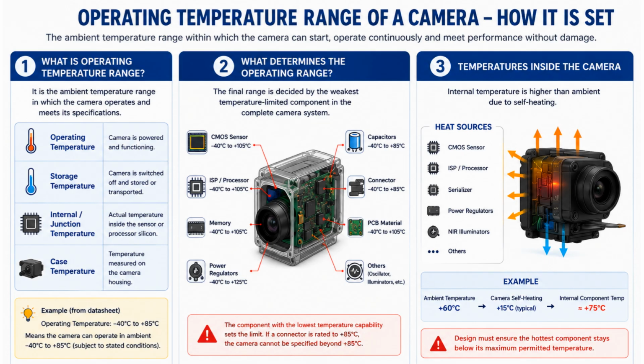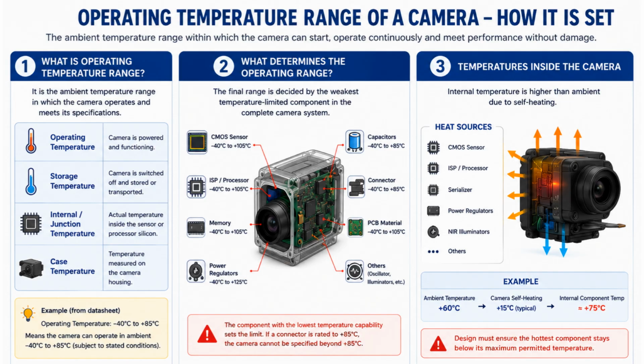Now let's look at another environment factor: temperature. The operating temperature range defines the ambient temperatures within which a camera can start, operate continuously, and maintain acceptable performance. This range is determined by the complete camera system, including the CMOS sensor, processor, power electronics, memory, connectors, PCB, seals, and housing materials. The component with the lowest temperature capability can limit the entire camera.